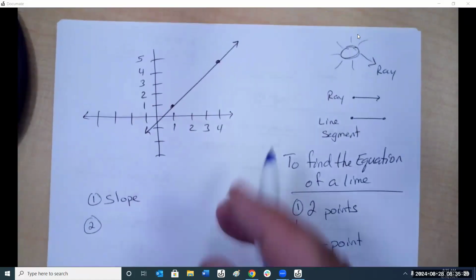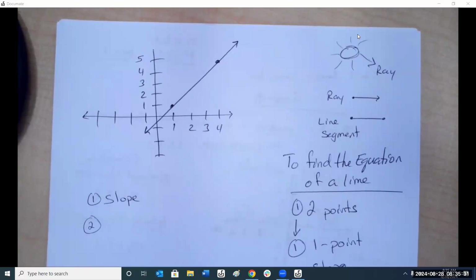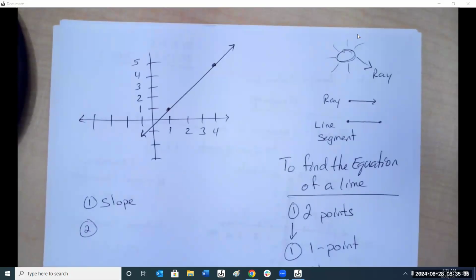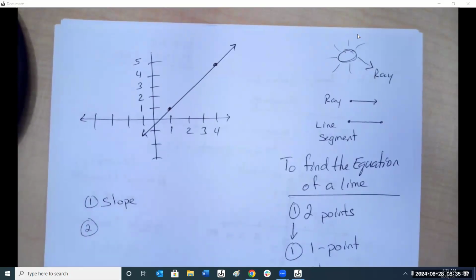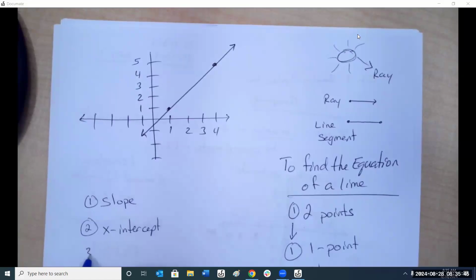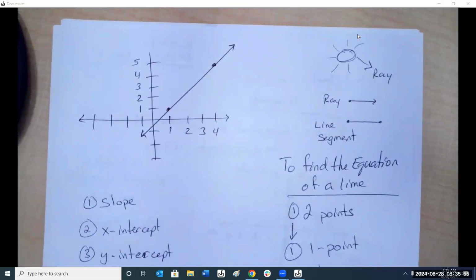What else can we find if we have 2 points? What information can we find about this line? Here we talk about slope. Okay, the x-intercept and y-intercept. What do those represent? They represent where they cross the X. Very good. Yes.